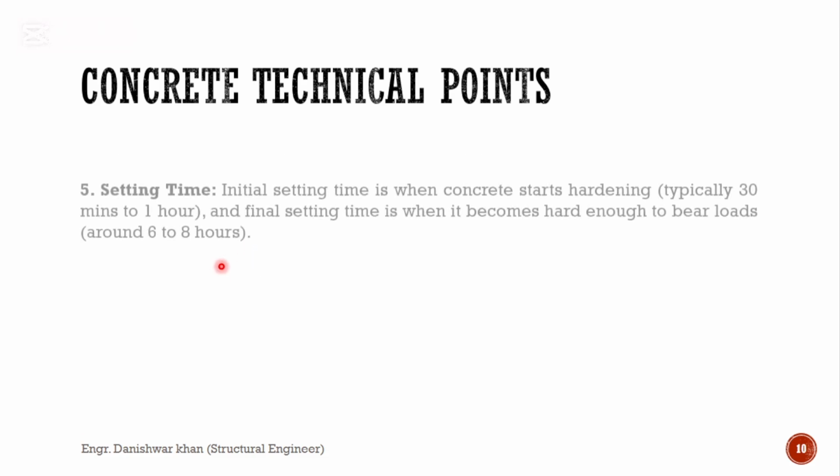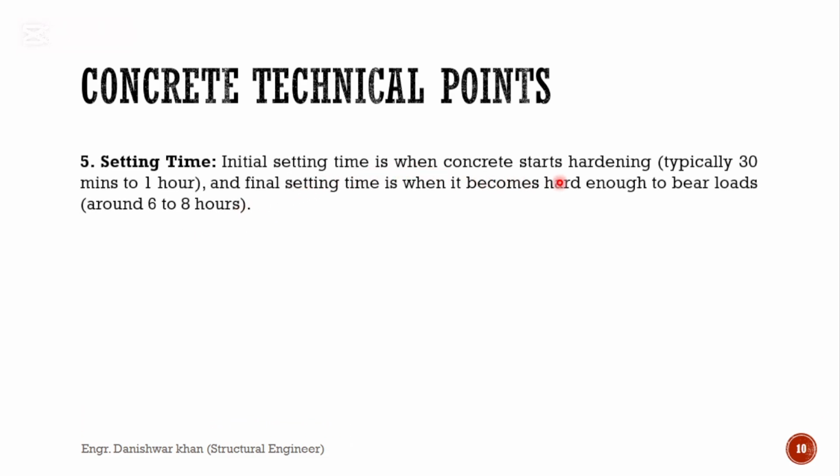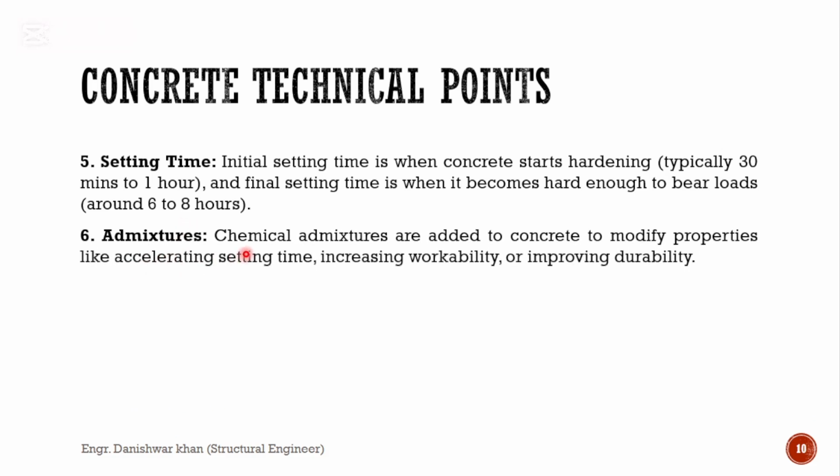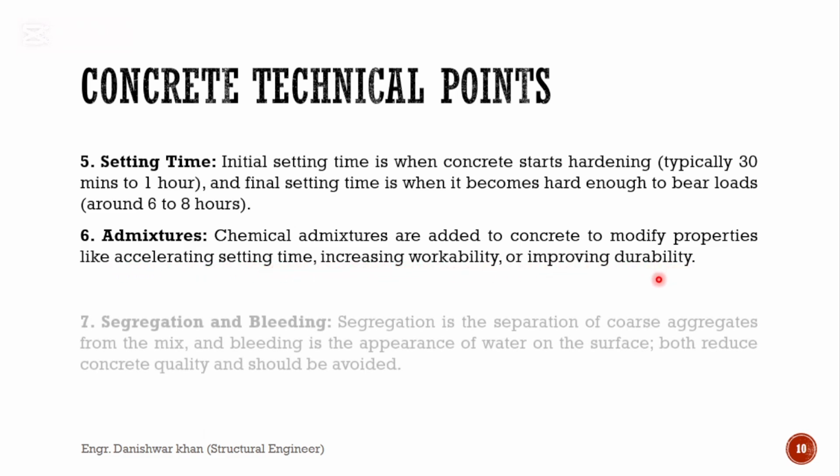Setting time. Initial setting time is when concrete starts hardening, typically 30 minutes to 1 hour. Final setting time is when it becomes hard enough to bear load, around 6 to 8 hours. Admixtures. Chemical admixtures are added to concrete to modify properties like accelerating setting time, increasing workability, or improving durability.